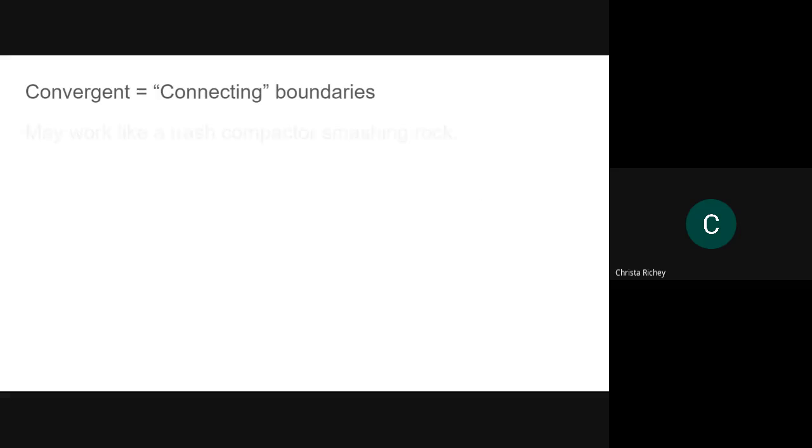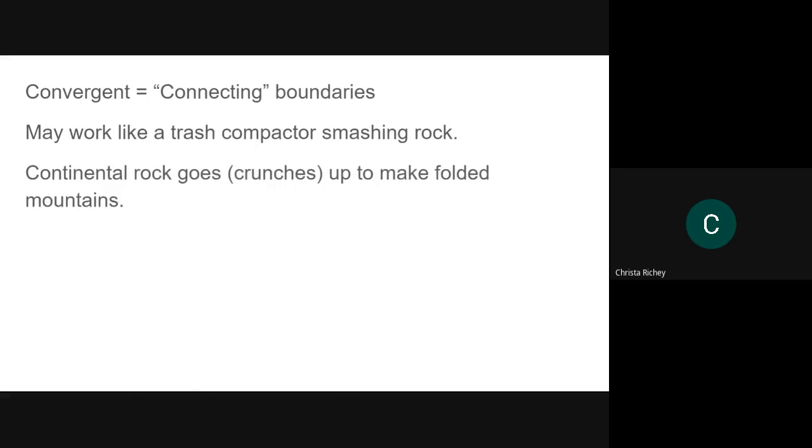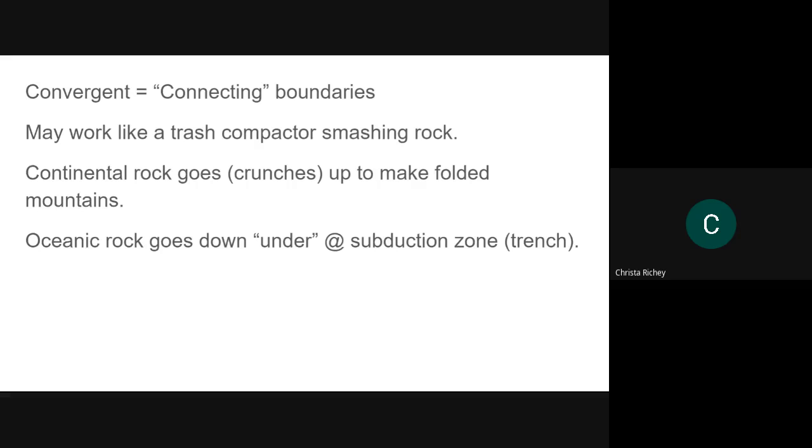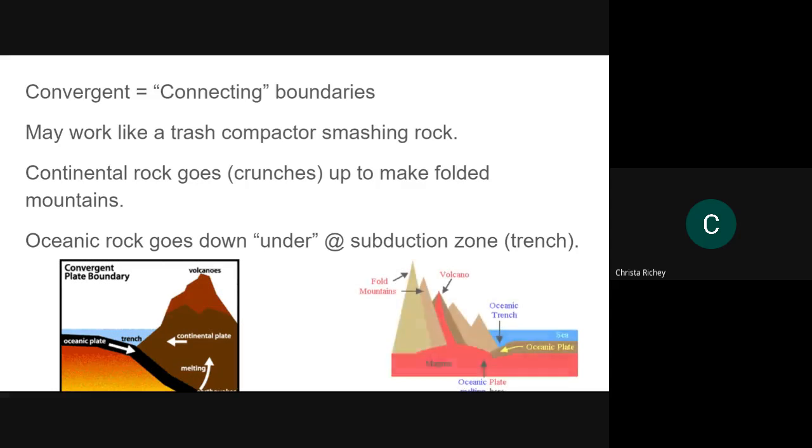Convergent. As a review, convergent comes together. If it's continental, they crunch together and go up. If it's oceanic and continental or oceanic and oceanic, it's going to go under and form a trench. So this is just a recap of the other slides. That's why I didn't put it on your notes. It's just to reinforce.